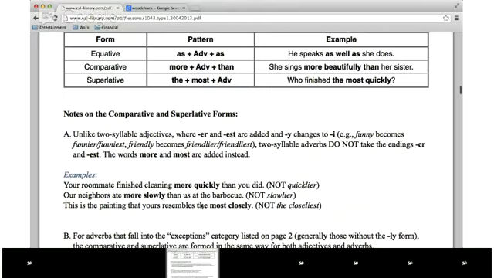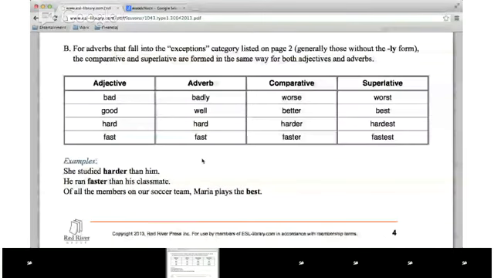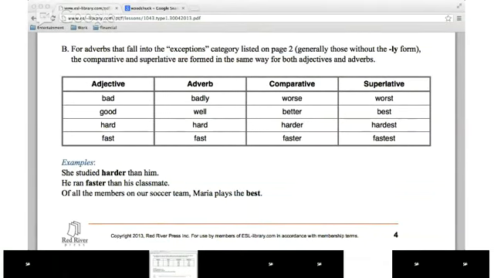For adverbs that fall into the exceptions category listed on page 2, generally those without the -ly form, the comparative and superlative are formed in the same way for both adjectives and adverbs. Bad, badly, worse, worst; good, well, better, best; hard, hard, harder, hardest; fast, fast, faster, fastest.